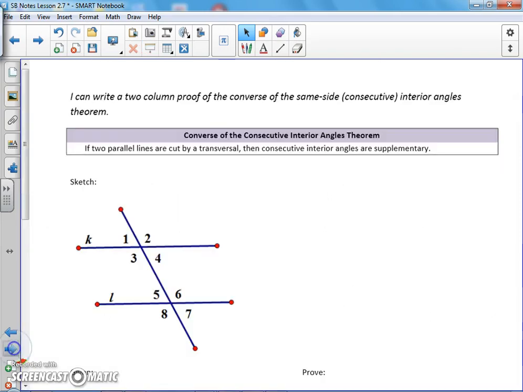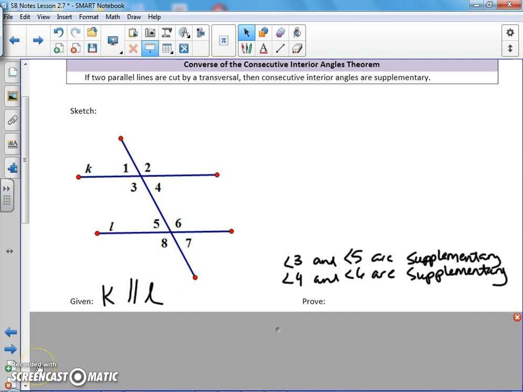All right, let's look at the next one. Our next theorem is the converse of the consecutive interior angles theorem. This states that if two parallel lines are cut by a transversal, so that's our given, then consecutive interior angles are supplementary. Our consecutive interior angles would be 3 and 5 and 4 and 6.